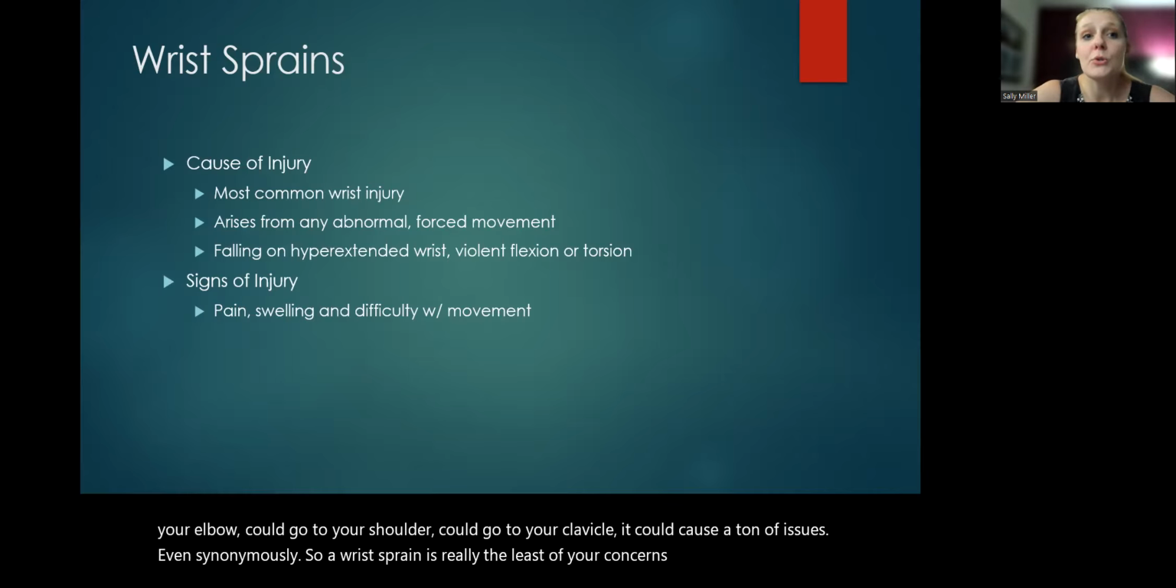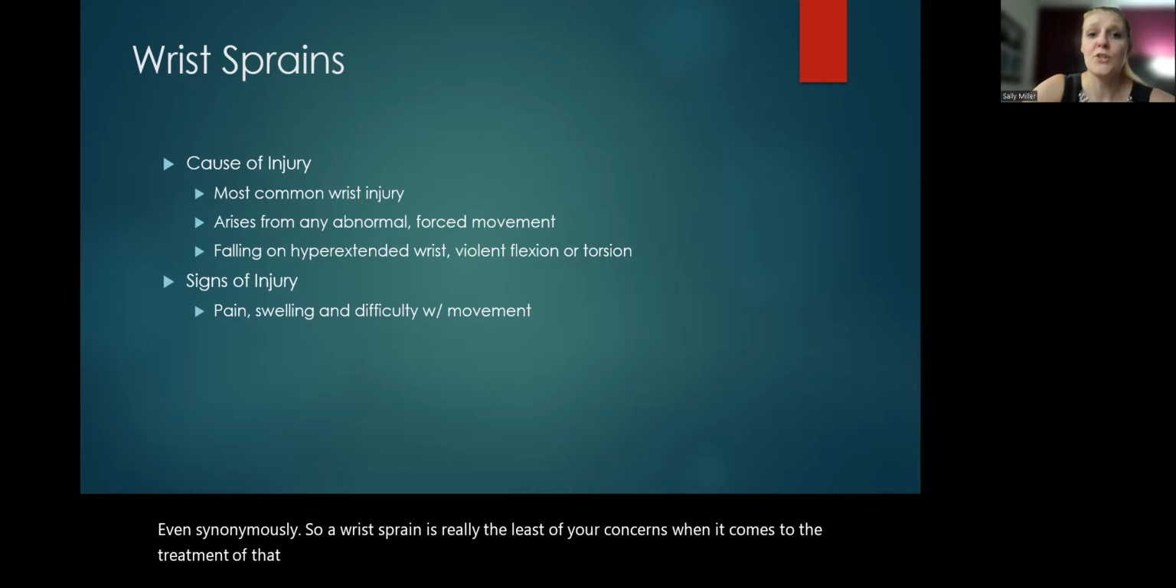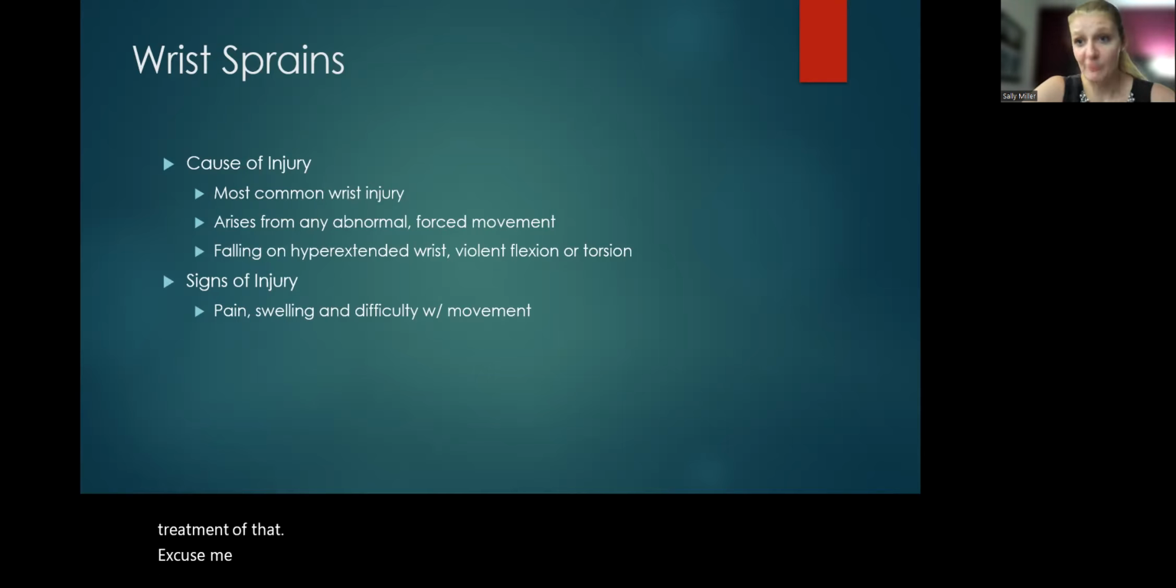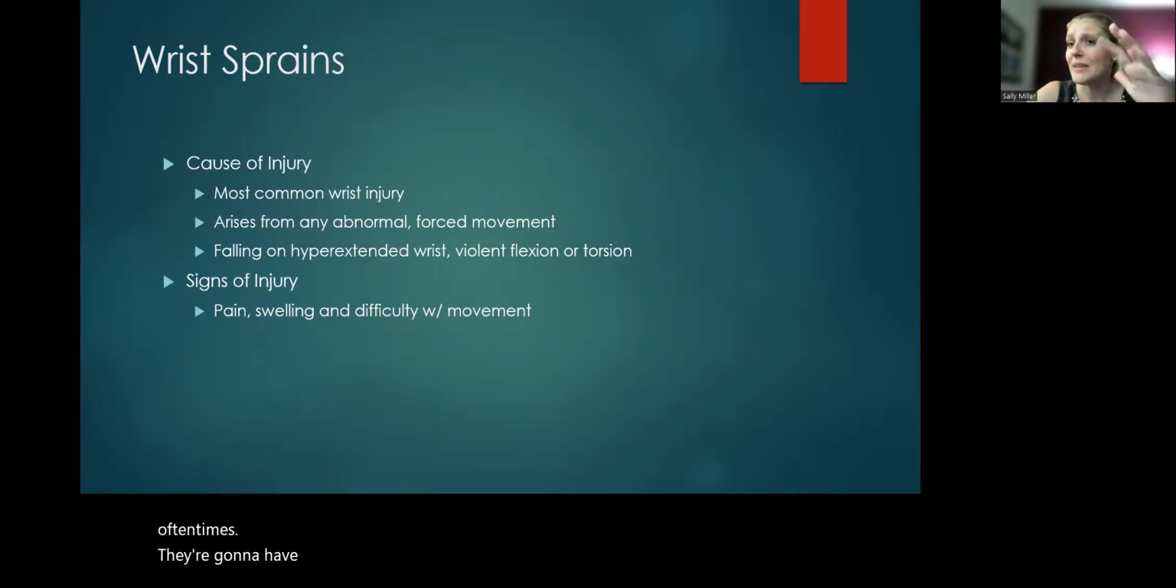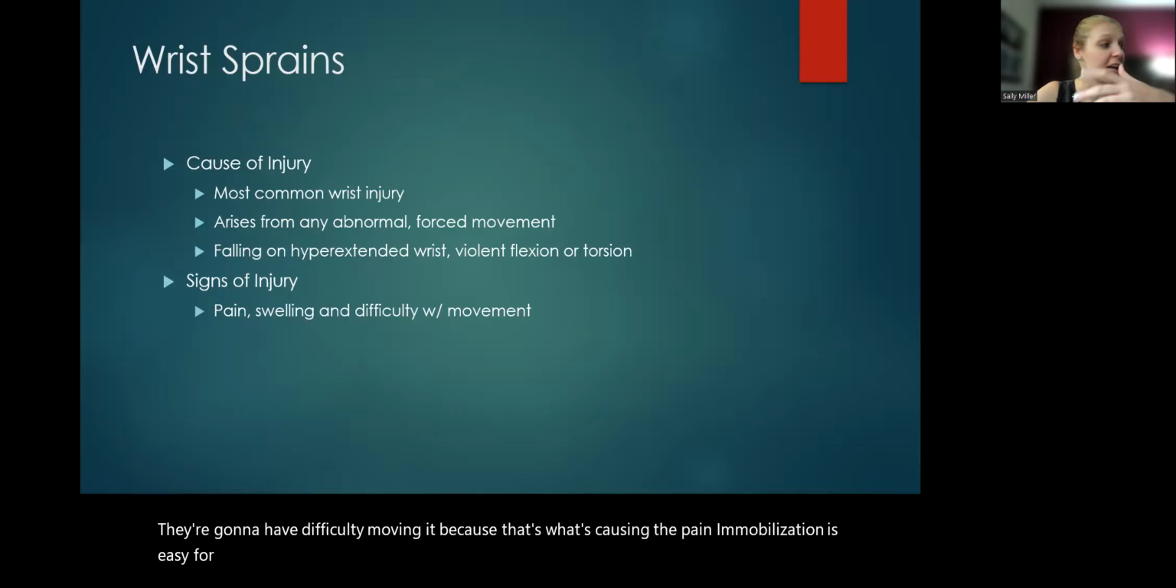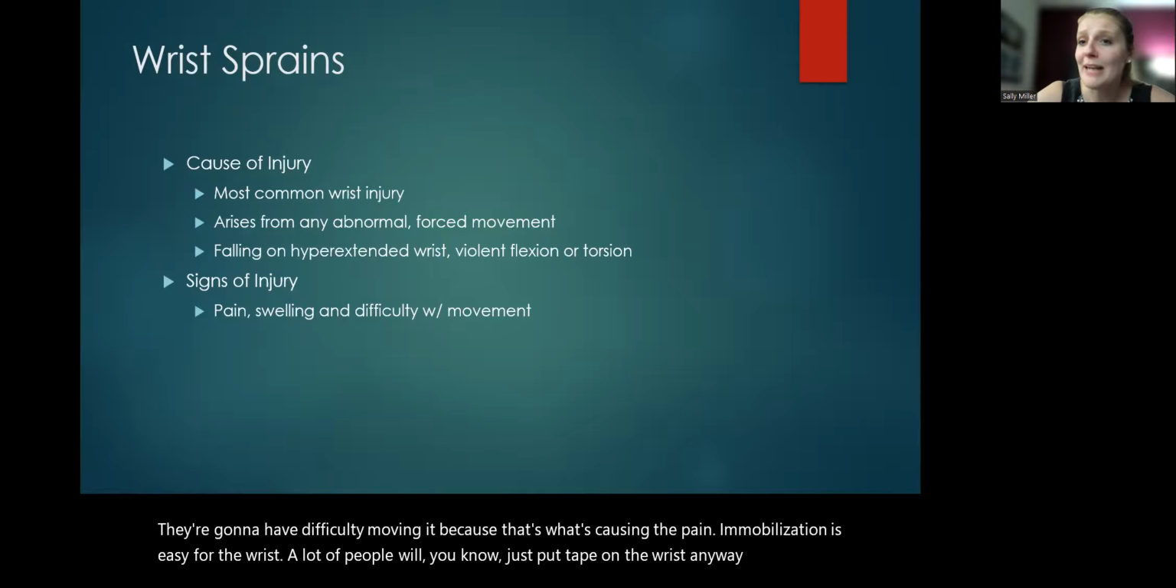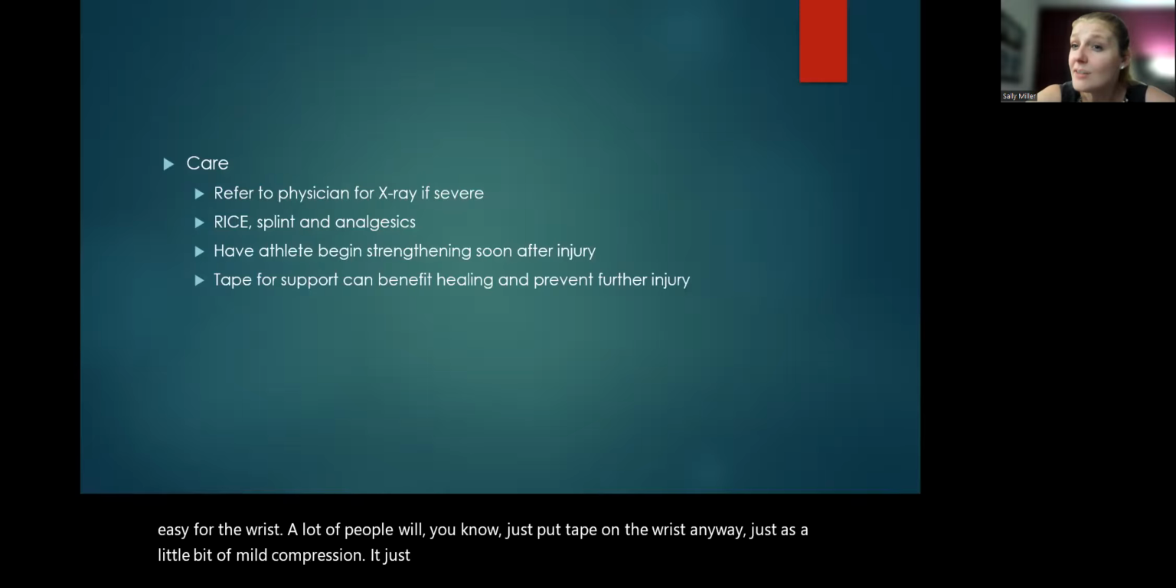When it comes to the treatment of that, if they're having a lot of pain or swelling, treat the pain and swelling, and then oftentimes they're going to have difficulty moving it because that's what's causing the pain. Immobilization is easy for the wrist. A lot of people will just put tape on the wrist anyway, just as a little bit of mild compression. It just feels a little bit better.